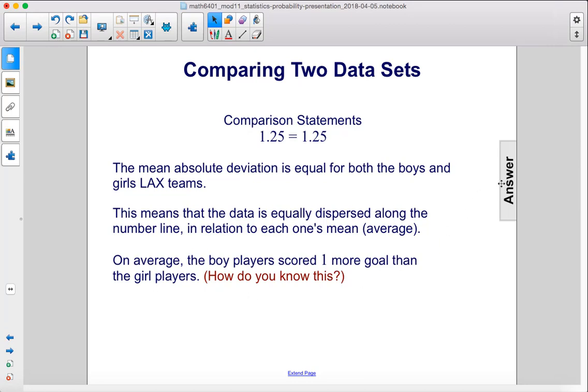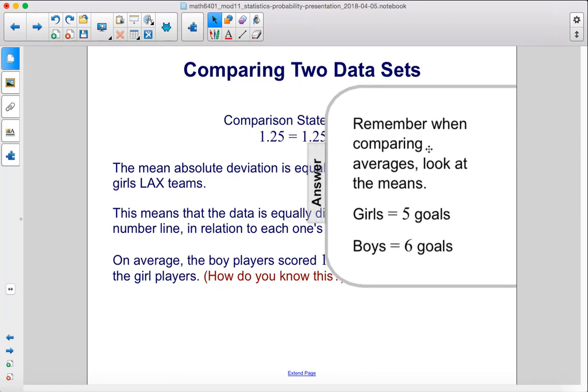How do we know this? Well, remember, when comparing the averages, look at the means. The girls' average was 5 goals and the boys' average was 6 goals.